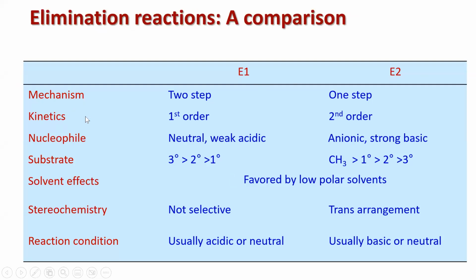Okay, so same way we can compare E1 and E2, and when you study the two types of reactions in detail, you will see that the mechanism is two-step in E1, and this is one step. Reaction kinetics, this is first order and second order. And nucleophile, this is important. Nucleophile in E1 is neutral and weakly basic, and here it is anionic and strongly basic. Substrate, the ease of elimination is tertiary to secondary to primary, and it is the other way in E2, and E2 is favored by low polar solvent. Stereochemistry, not selective here. Here you have to get a trans arrangement for the elimination.